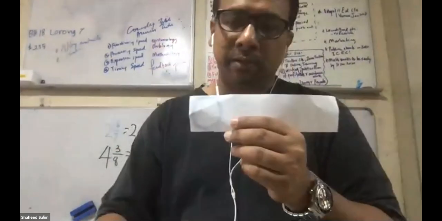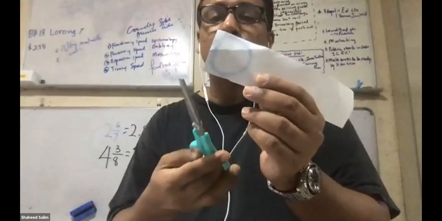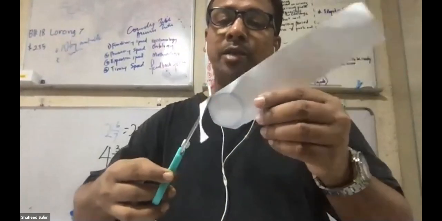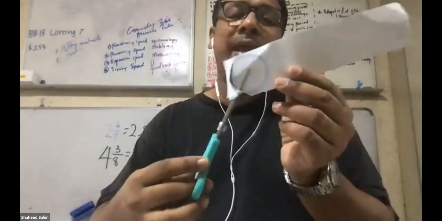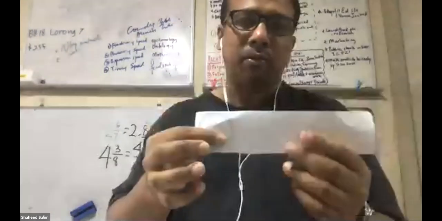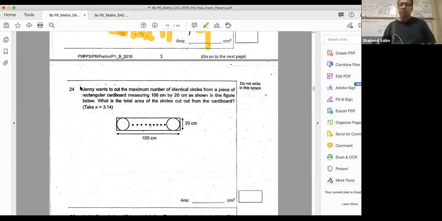So first of all, you need to find out how many circles he can draw. Then after that, they want to cut out the circles. Then I ask you what the area is. You must find the area of one first. Then after that, you times by the number of circles you cut out. So first, how many circles can you fit into this place? That's the question. Anyone knows?